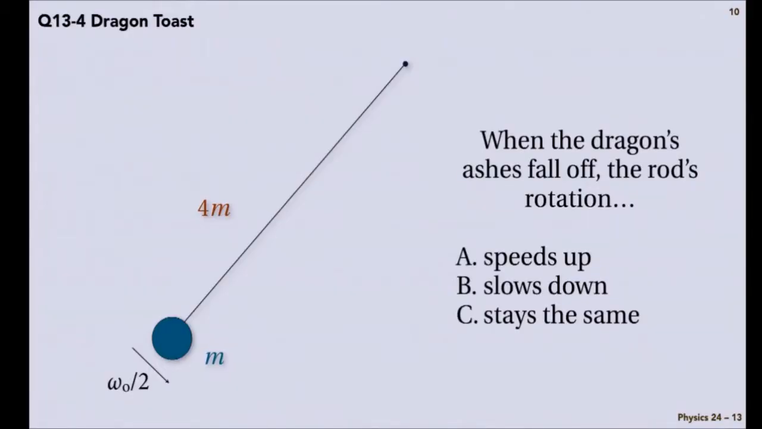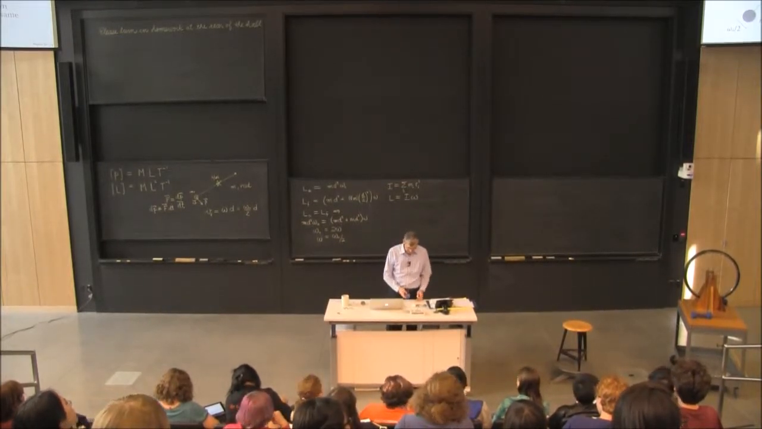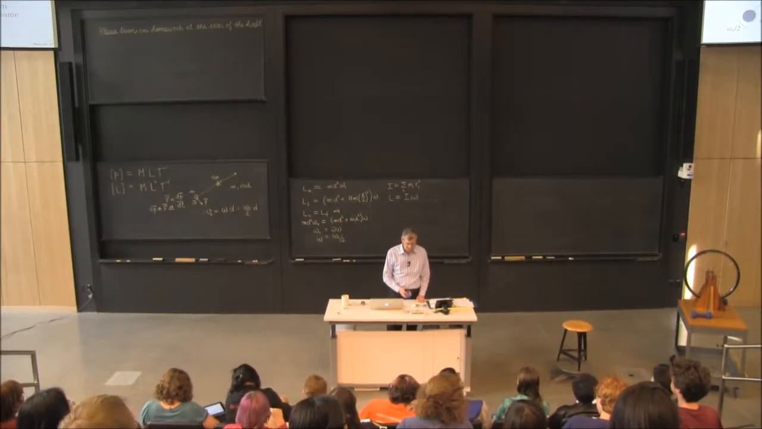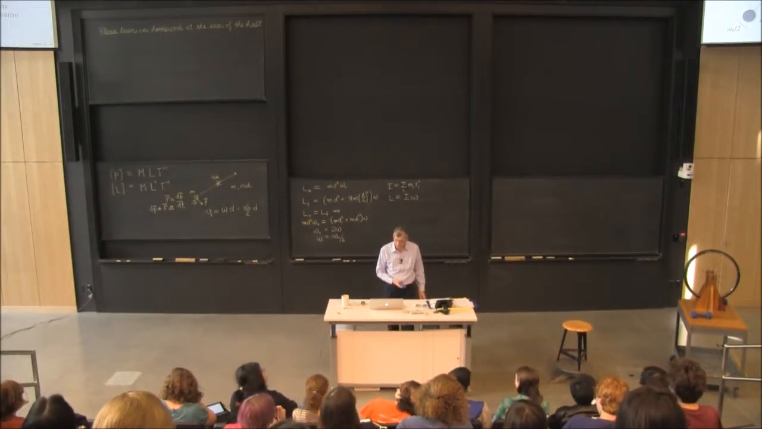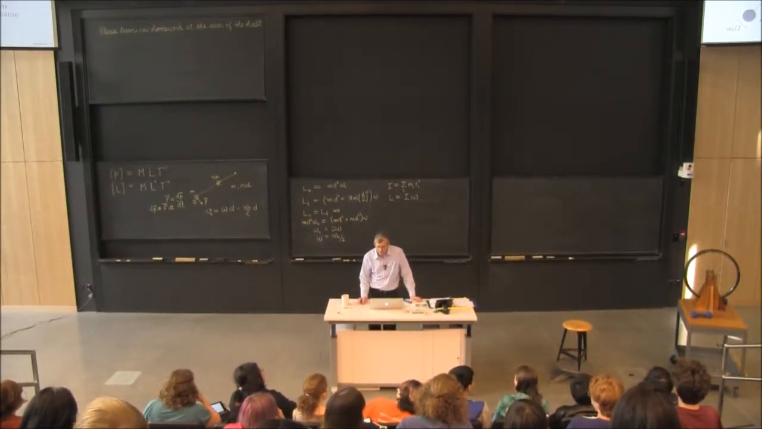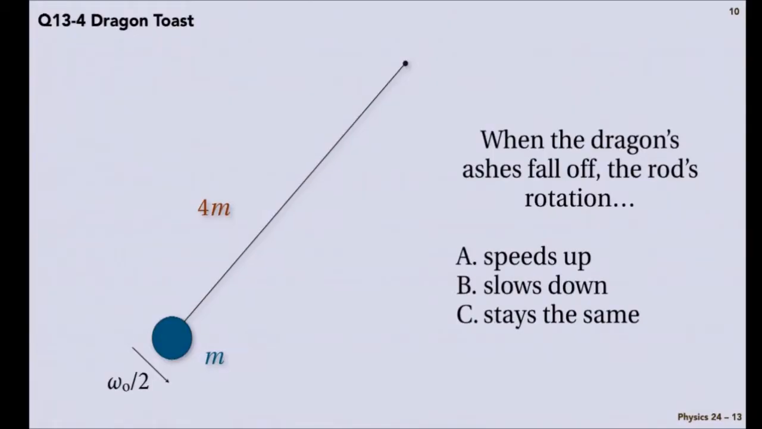What about the dragon? Well, now we're on to the dragon toast. So the dragon burns up, falls off, ashes just leave the system or tumble to the ground. And what do you say? You say, I must have done something to screw this thing up. Okay, you guys said 74% that it speeds up, and 20% that it stays the same.